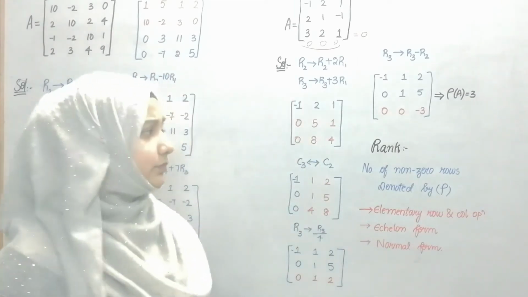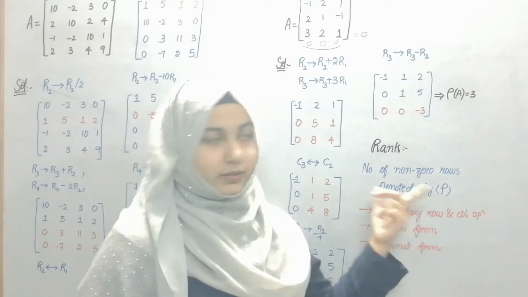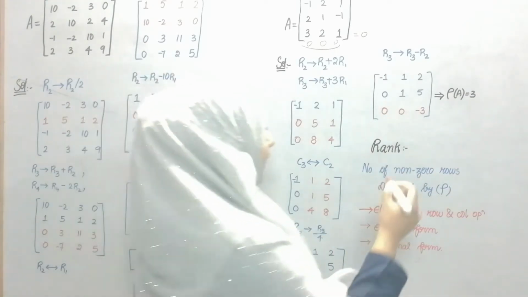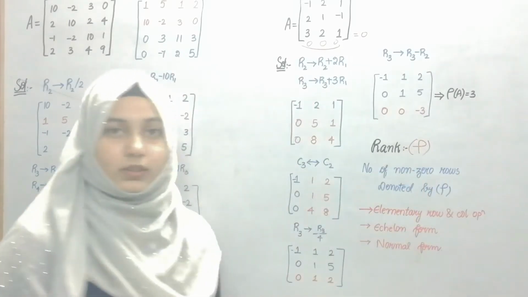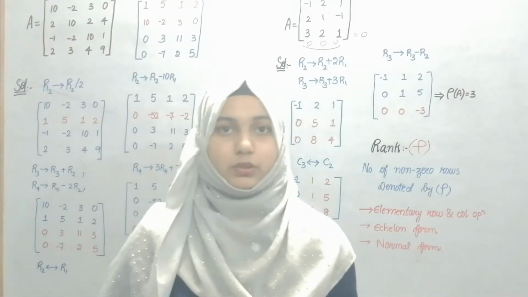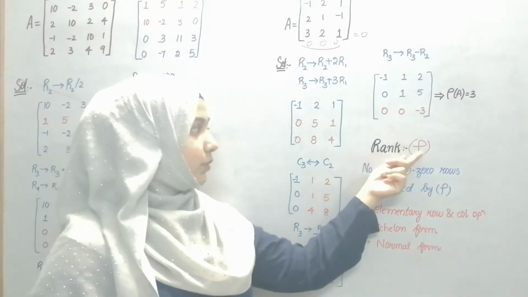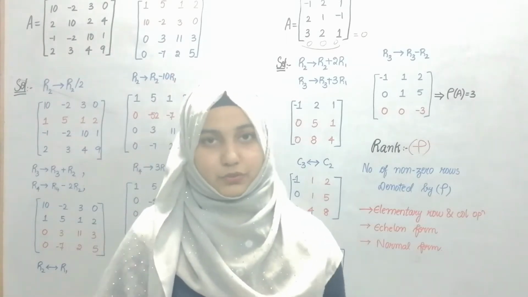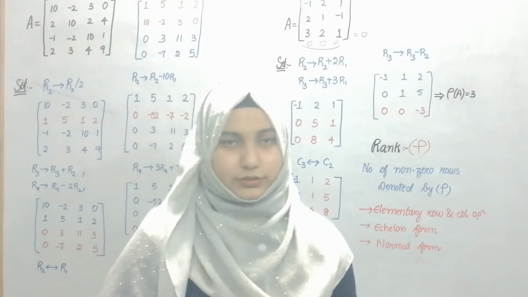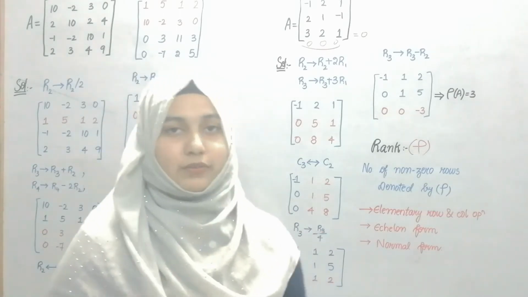Clear? And how am I going to represent the rank? Instead of writing rank, I'll simply denote it with a symbol, that is rho. This is not p, this is rho. So the rank of a matrix is denoted with rho, and rank is the number of non-zero rows in a matrix. Clear? Easy. Next, we'll see one or two examples so that it is clear how to find a rank.